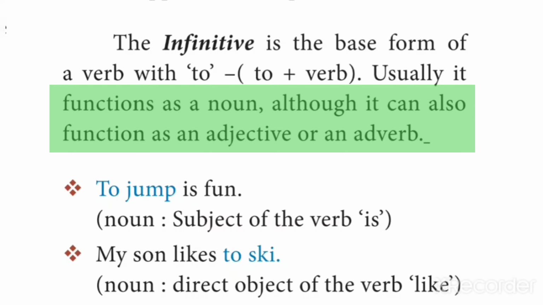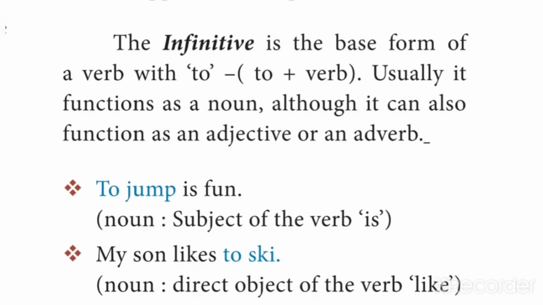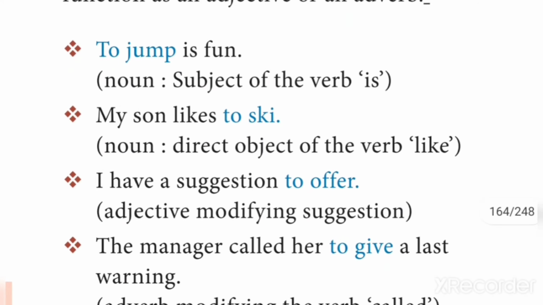The first one is, to jump is fun. In this sentence, the infinitive to jump is functioning as a noun and it is functioning as the subject of the sentence. Coming to the next sentence, my son likes to ski. In this sentence, to ski, the infinitive, is functioning as a noun, that is, as the object of the sentence.